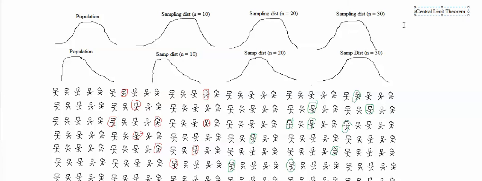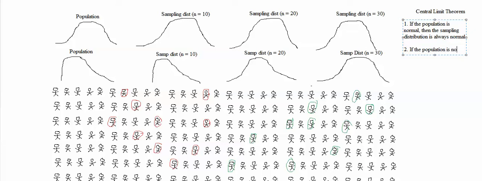The central limit theorem says if the population is normal, meaning if the individual people in the population follow a normal distribution, then the sampling distribution is always normal. If the population is not normal, then the sampling distribution becomes more normal with larger sample sizes.